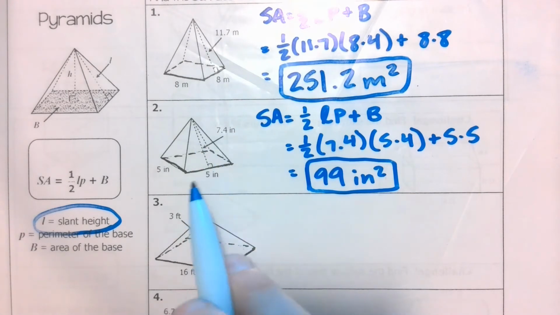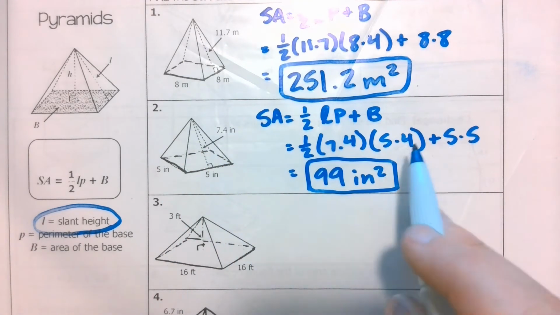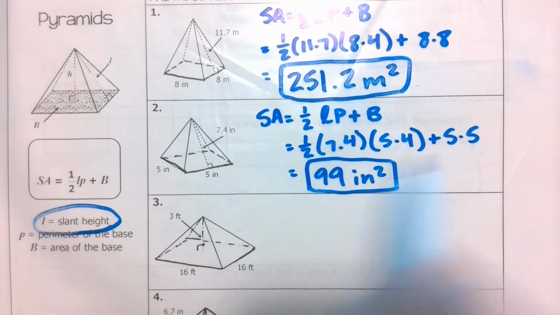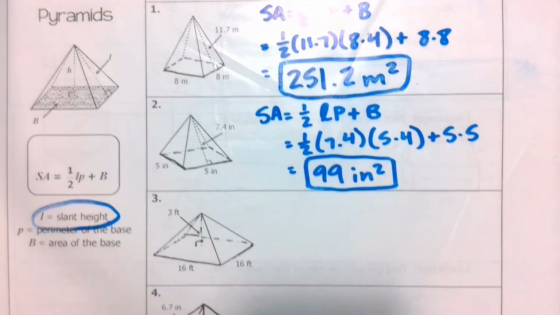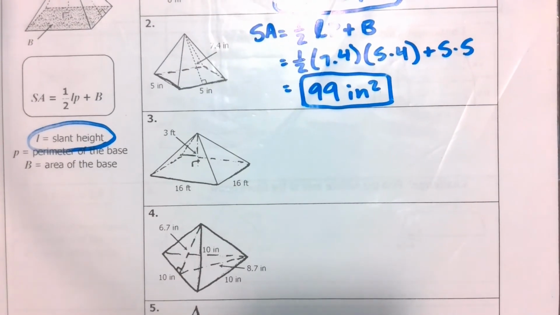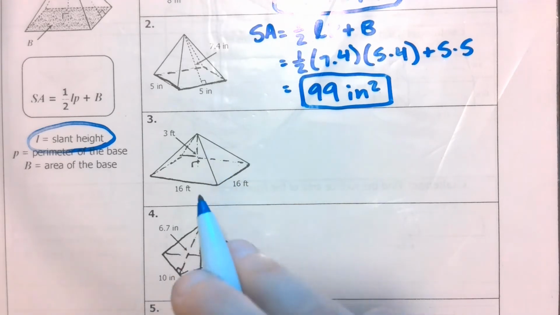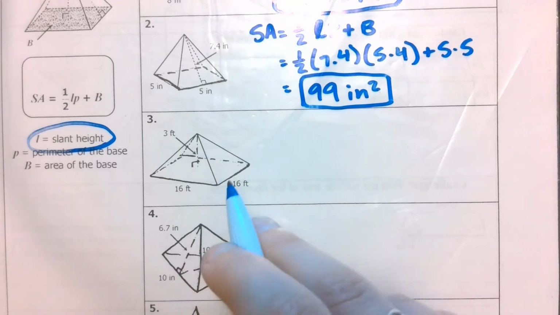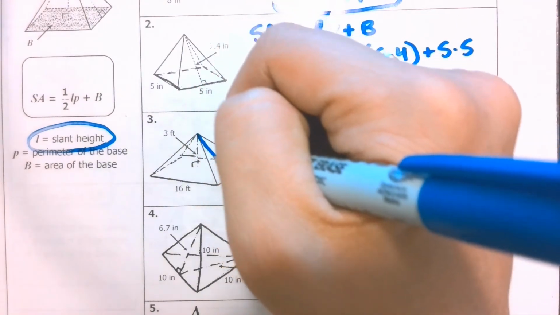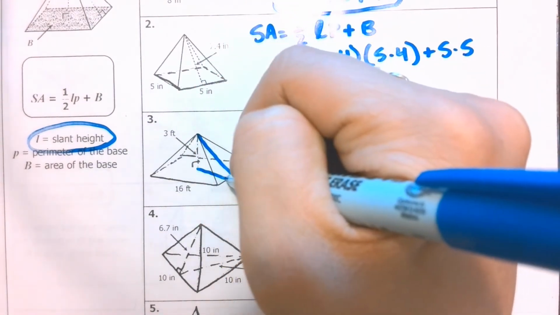Finding the perimeter, we've got 5 plus 5 plus 5 plus 5, so 5 times 4. And then for the area of our base, again, we have a square, so 5 times 5 would be the area of our base. For number 3, we're not going to do another full example of this, but I do want you to see an example where you don't have the slant height. If you don't have the slant height, it is part of our surface area formula, so we need it.